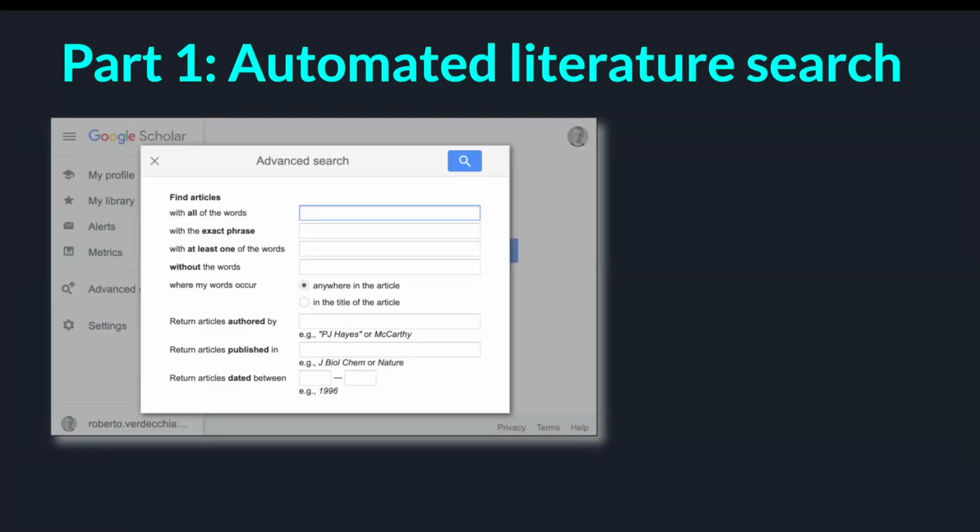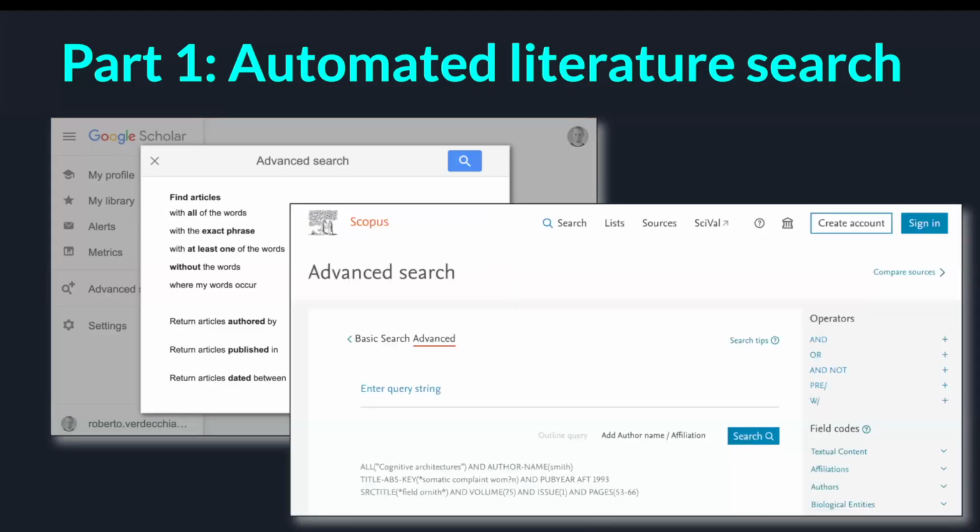This is usually how you can search. Each search engine has its own custom hidden way of executing queries, which is not just typing in words and hitting enter. It can have things like: find articles with all the words, or with the exact phrase, or with at least one of the words, etc. There is not one unified interface.